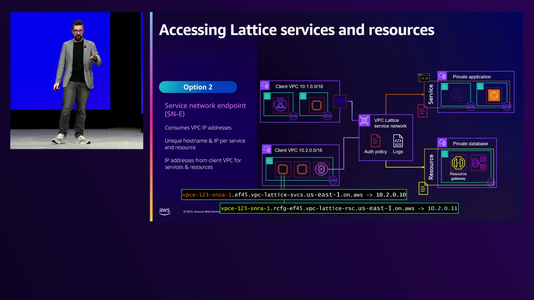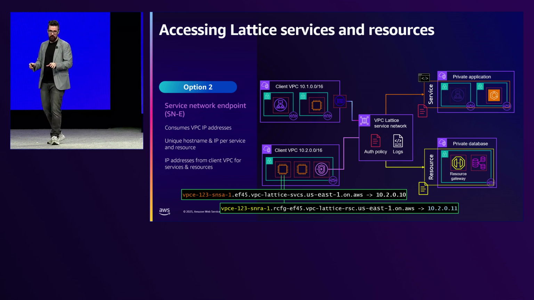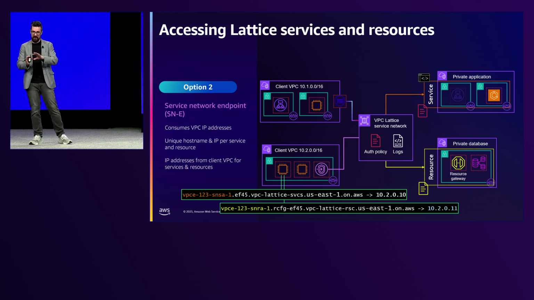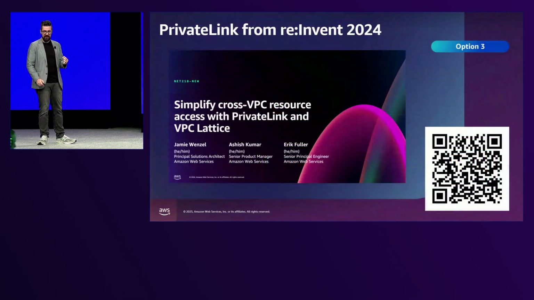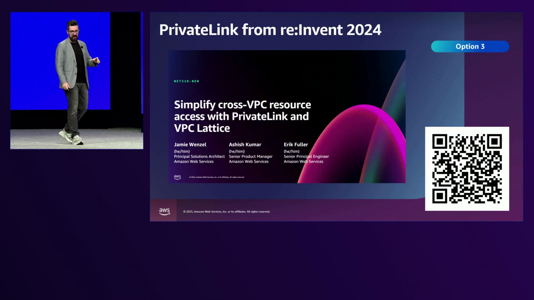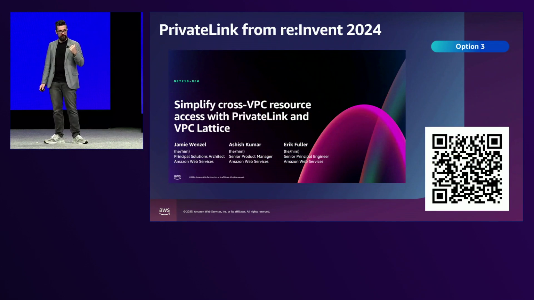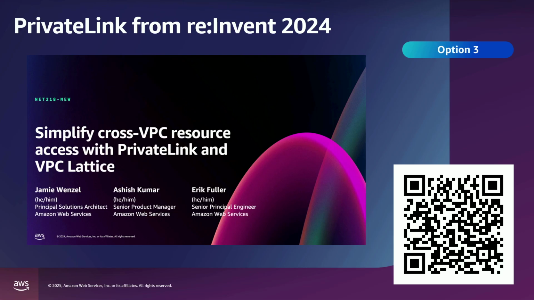Now there is a third option here, which I'm not going to talk about in great depth, where if you essentially want to bypass Lattice altogether and just have resources be available in a one-to-one mapping, more similar to what you would have with private link, that is an option. I'm not going to talk about it in depth today, but if you want to know more about that, we had a great re:Invent session this past year that talks more about that in depth. So if you're curious about that, I would encourage you to check that out. And then we'll go ahead and move on.